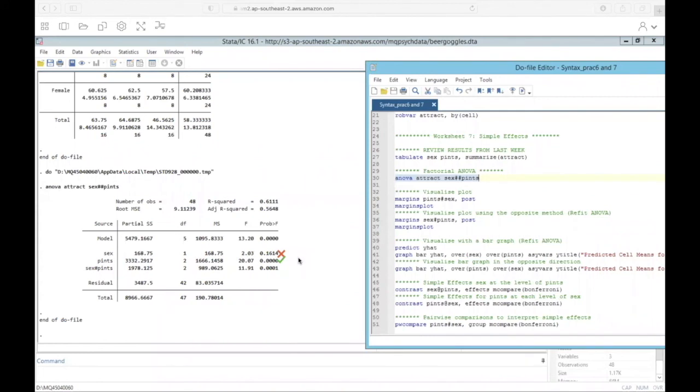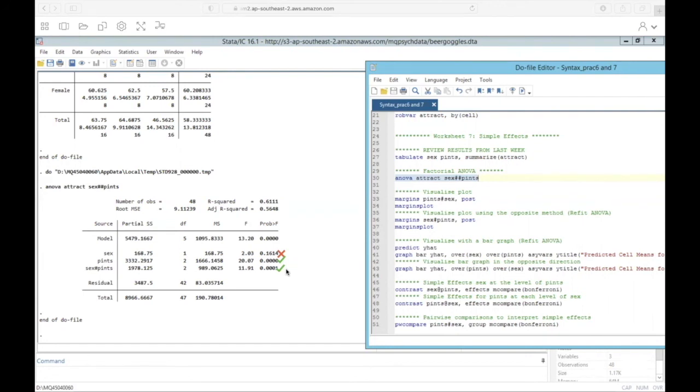This means that regardless of sex, regardless of being male or female, people who drank 0, 2, and 4 pints did significantly differ somewhere. Now, if we have a non-significant interaction, in order to understand this main effect, you would have to do post hoc analyses. However, in this case, we do have a significant interaction, which means we can essentially skip the post hoc analyses and use simple effects to really understand where those differences are.